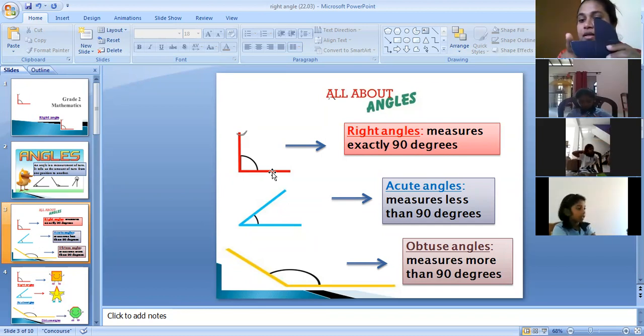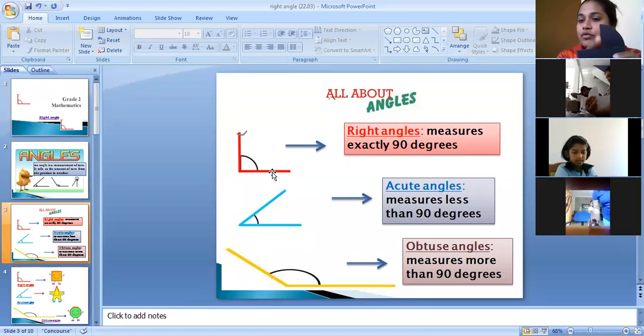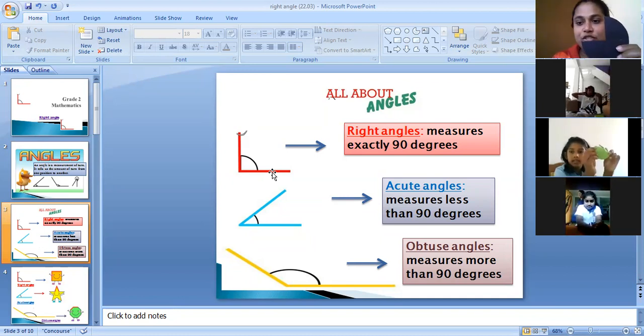When you go to higher grades, you will learn more about that. For now this is enough for your level, right? Just keep this in your mind. Right angle is exactly 90 degrees.